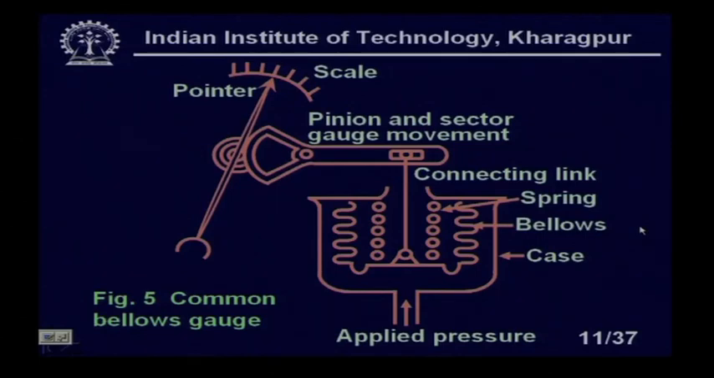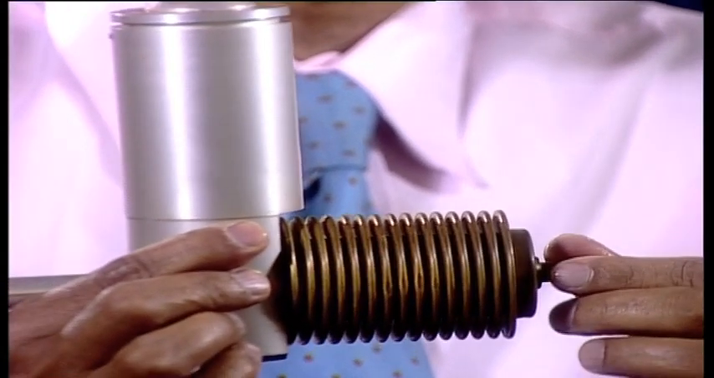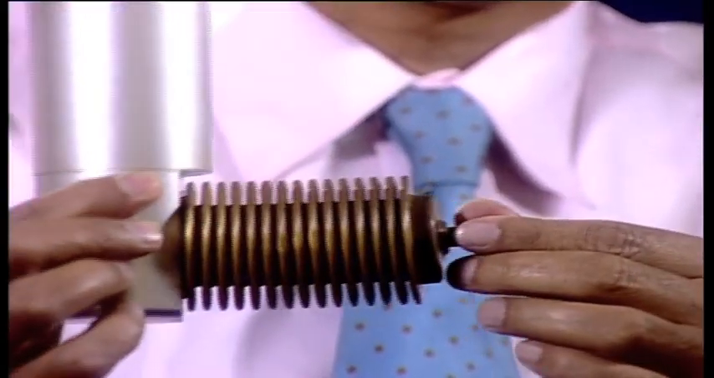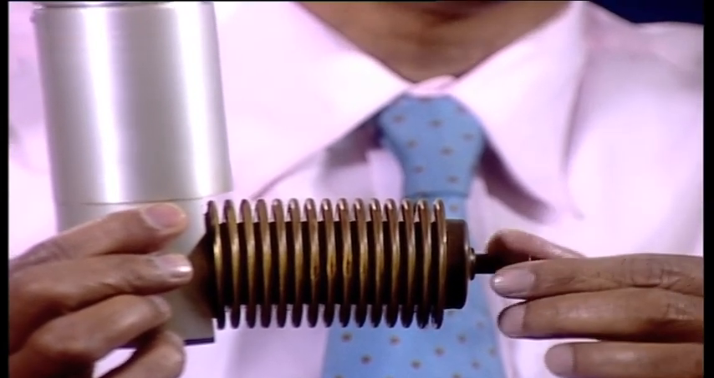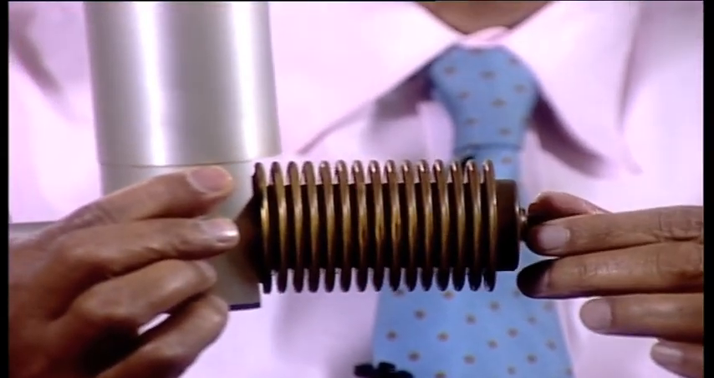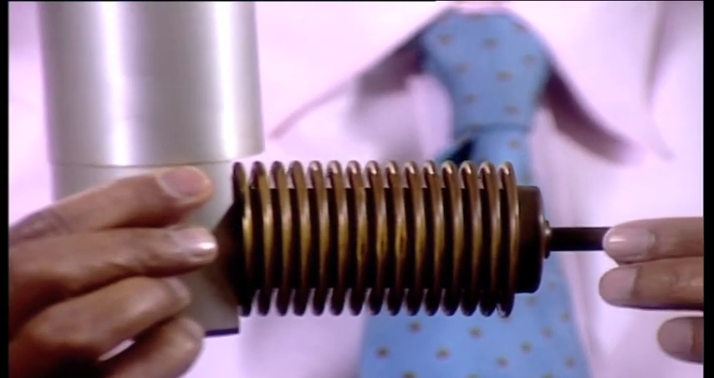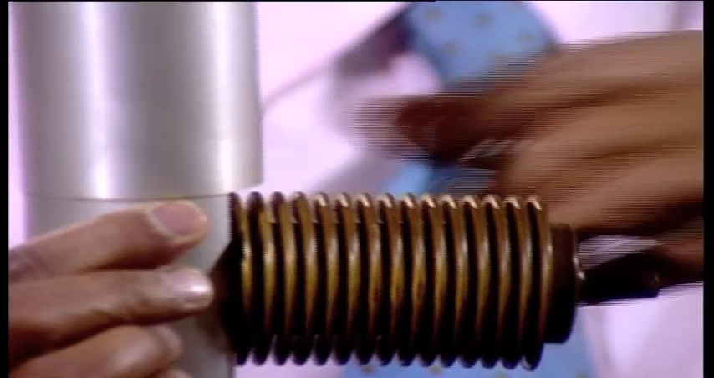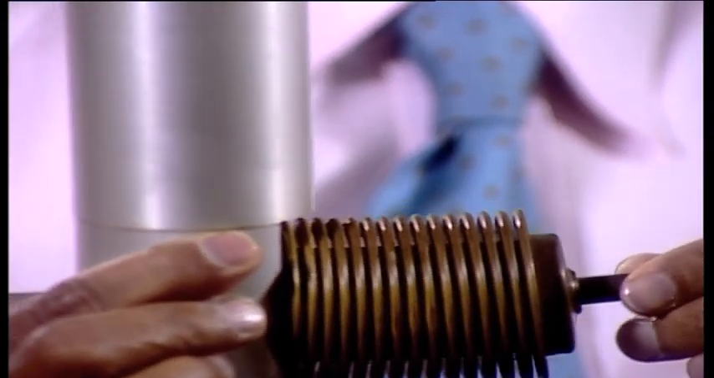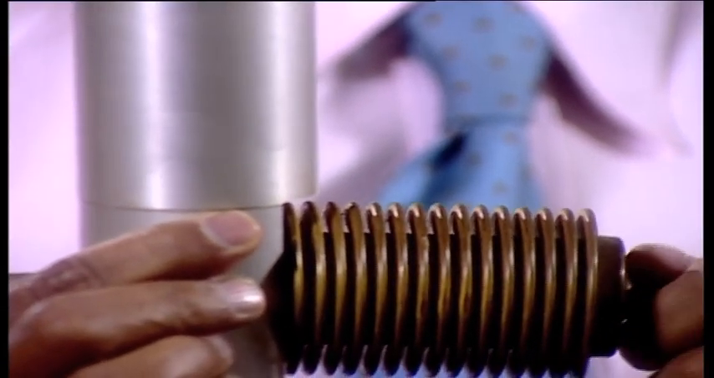Let us go and see one bellows. You see, this is the bellows. See, I am squeezing it. If the pressure increases and goes inside through this, it will be squeezed. If the pressure increases, then what will happen? You see, on that side it will be squeezed like this, right? It will be like this.